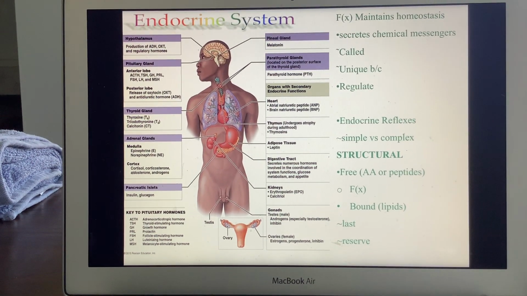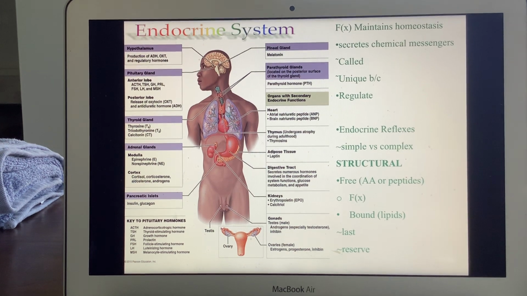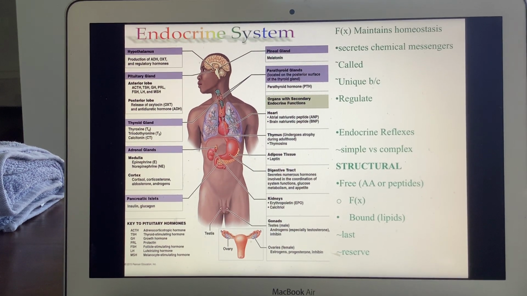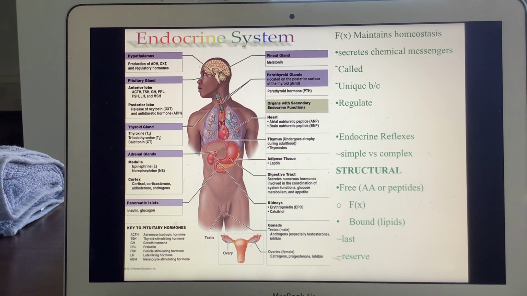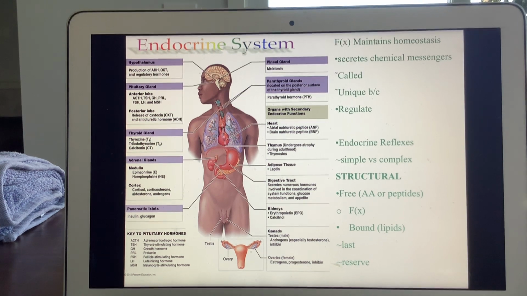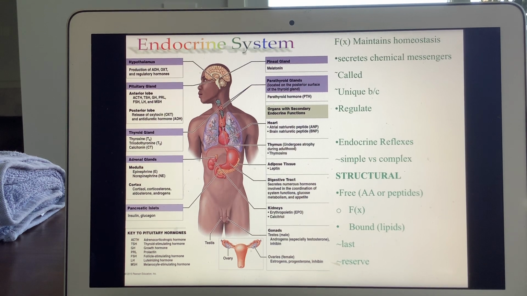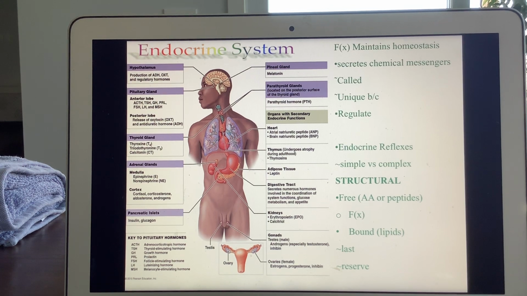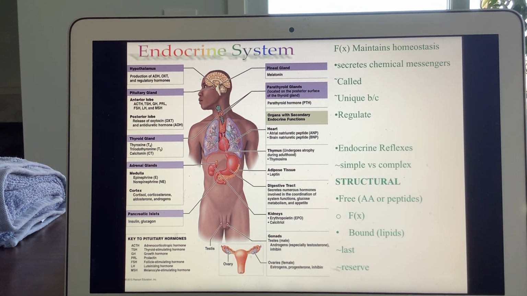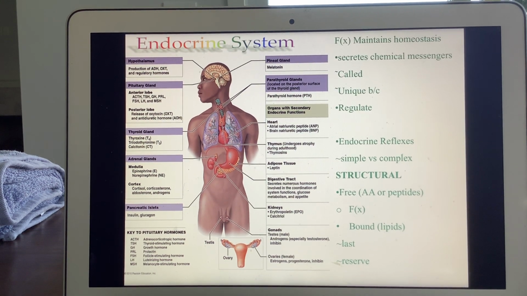Okay, so we talk about endocrine reflexes, simple versus complex. Simple involves one hormone, complex involves multiple hormones. Structurally, they're either going to be proteins, they call those free because they can just go through the body systems by themselves. They act very rapidly because they can be released and start their work almost immediately. Bound hormones are those lipid hormones. You have to attach them to a protein so that they are dissolvable in fluids, and they are going to last a lot longer, and you can actually store lipid hormones where you can't store protein hormones.